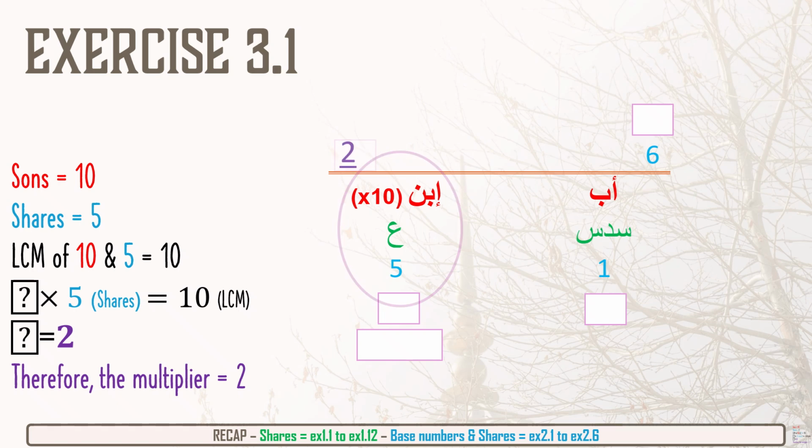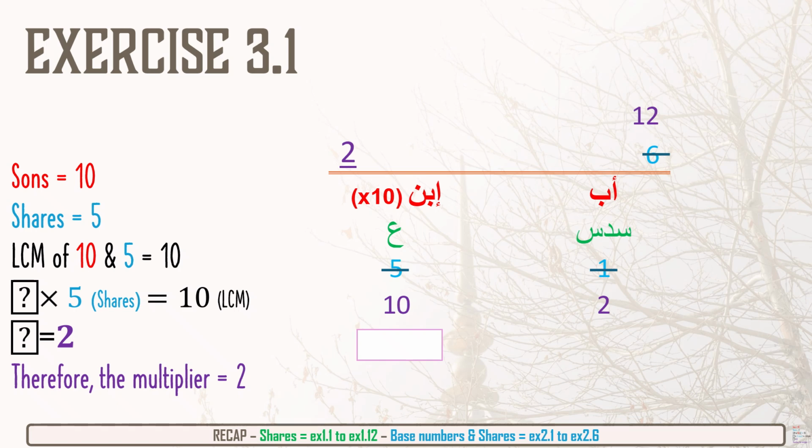We write it here on the top left, and we multiply everything by 2. So we multiply the base number, which was currently 6, by 2, becomes 12. We multiply the father's share, which was 1, by 2, becomes 2. And we multiply the 5 shares for the sons by 2, which becomes 10. And now it can be divided. If you've done this correctly, you will know that it can be divided.